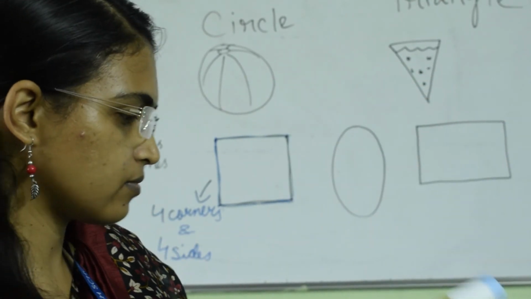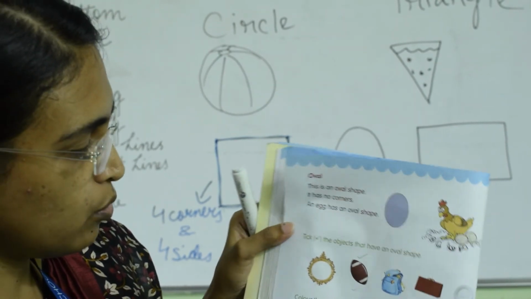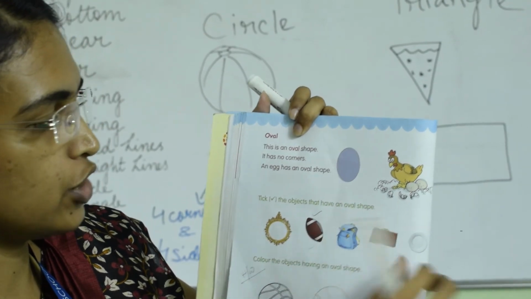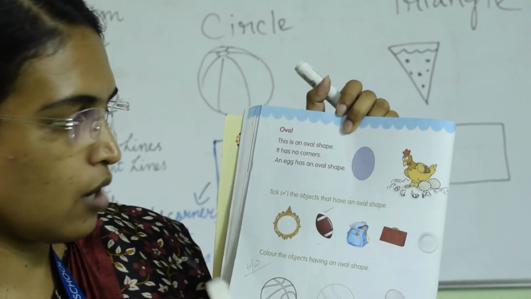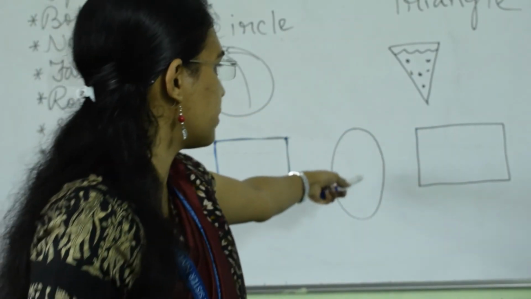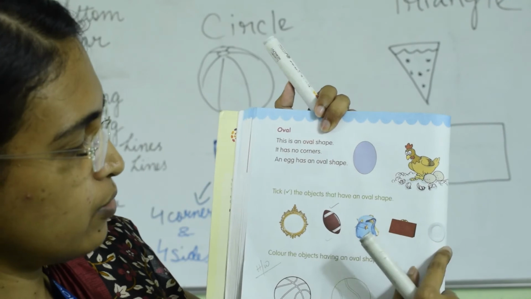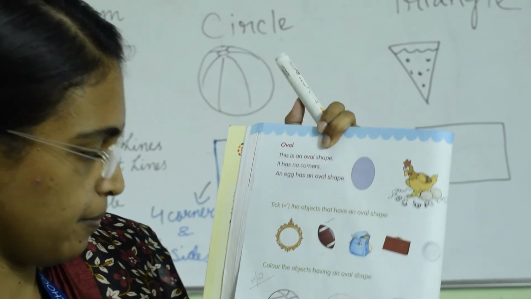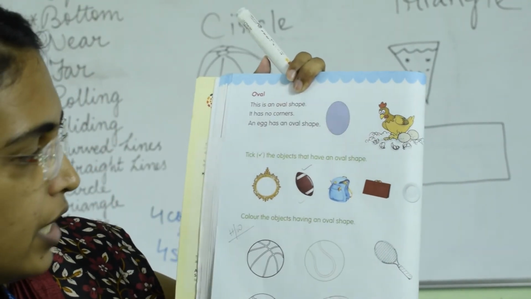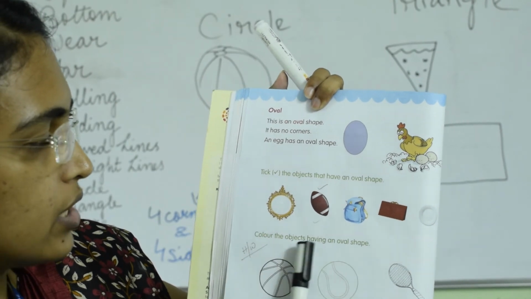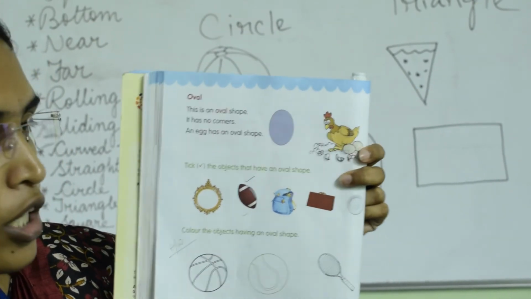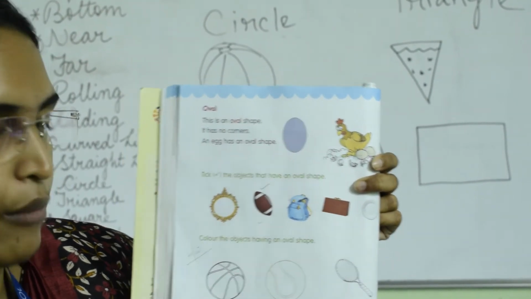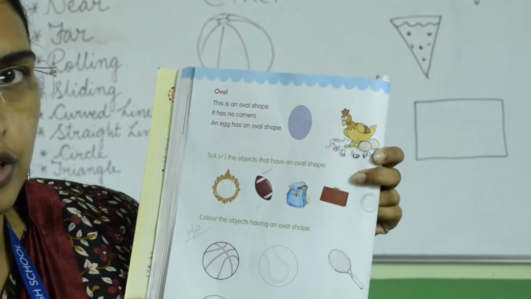Now turn the page. Come to the next page. Here, that is page number 40, you have to tick the objects that have an oval shape. You have to tick only those objects which have an oval shape, that is this shape. Okay, so there are a few objects. You have to find out which ones have an oval shape. You have to tick on that shape. Now after that, in this part you have to color the objects having an oval shape. You have to color only those objects which have an oval shape. Okay, among all these 6 objects you have to color only those objects which have an oval shape.